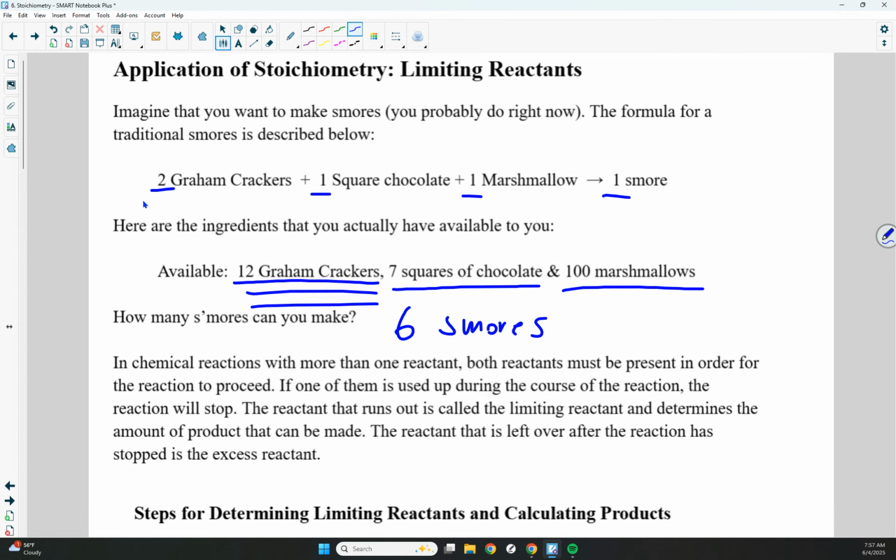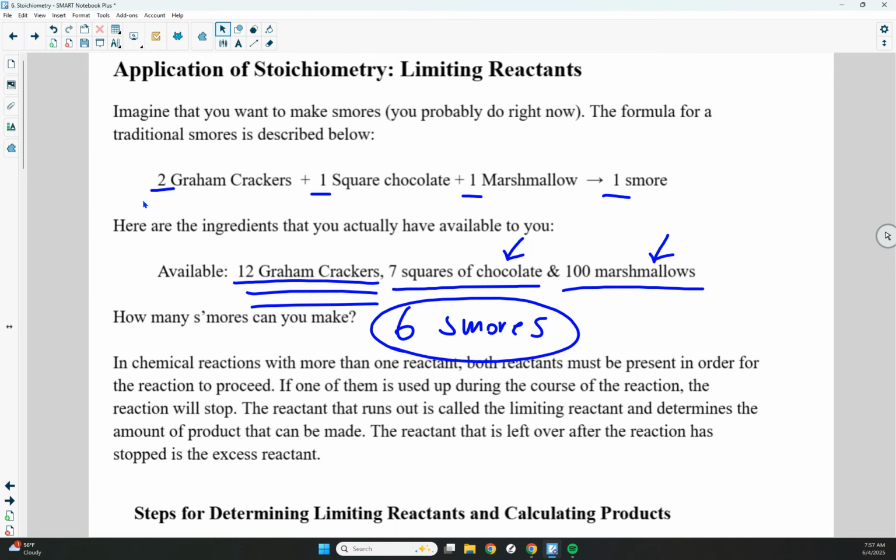Now, if you're just looking at the squares of chocolate, you could make more s'mores if you had more graham crackers, right? You've got enough chocolate to make 7 s'mores, okay? And you got a whole bunch of marshmallows here. You could actually make 100 s'mores with that many marshmallows, all right? But a s'more requires all 3 ingredients, so based on that, we can only make 6.